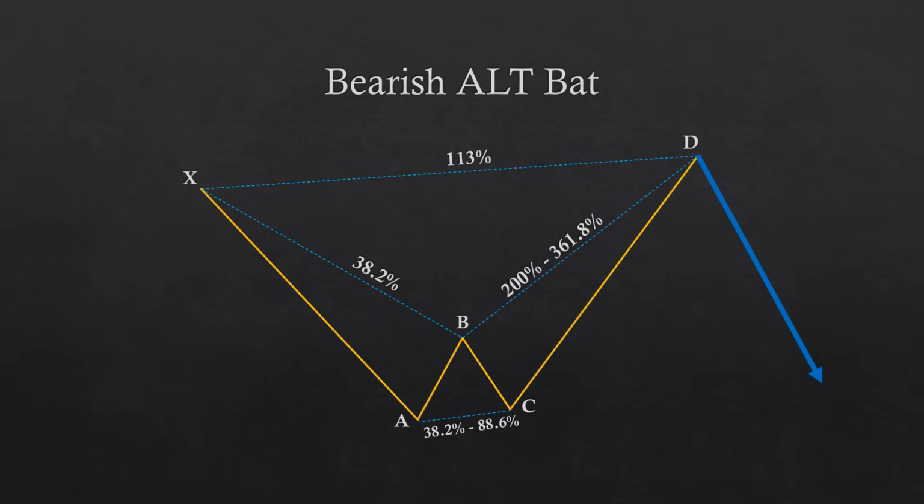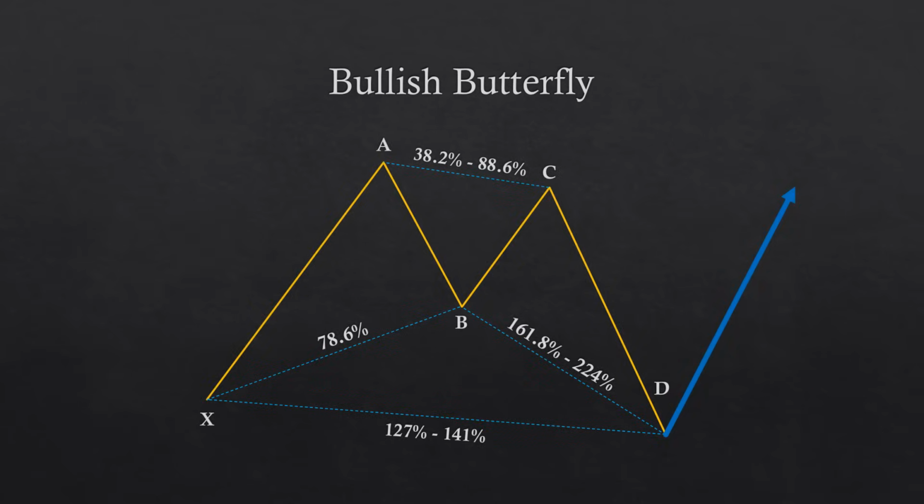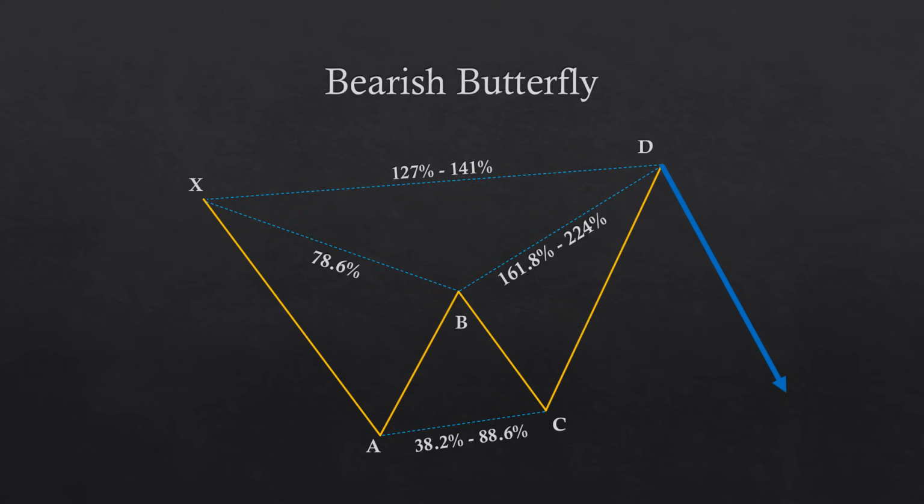In the bullish butterfly, we have this shape. The ratio between AB and XA legs must be 78.6%. The ratio between BC and AB legs must be between 38.2 and 88.6%. The ratio between CD and BC must be between 161.8 and 224%, and the ratio between AD and XA must be between 127 and 141%. Naturally, we also have the bearish version of the butterfly, which is the exact mirror image of the bullish butterfly.